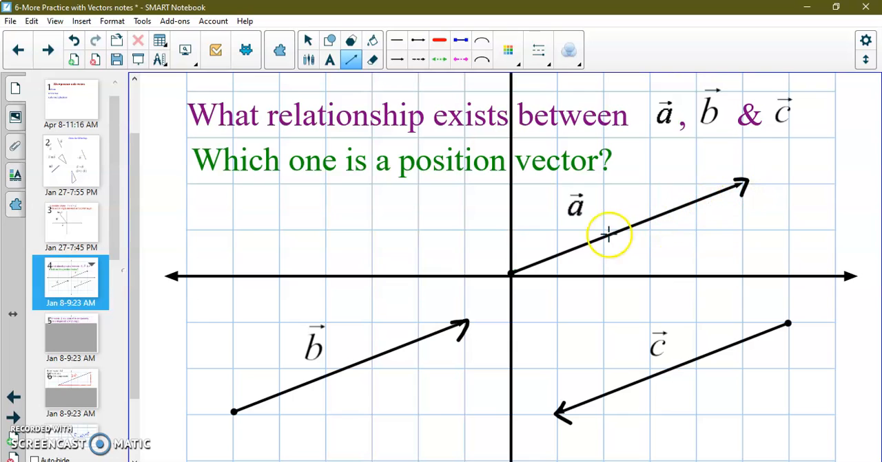But you see, based on the arrows, A and B are going in the same direction, and vector C is going in the opposite direction. So the relationship here: vector A is equal to vector B, and vector A is equal to negative vector C. Same with B: B is equal to negative C. So if we flip C around, or if we flip A and B around, those would be equal to vector C. And the only one that is a position vector is vector A, because its initial point, where the tail of the vector starts, is at the origin 0, 0.